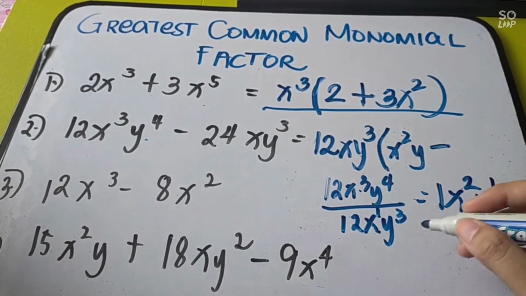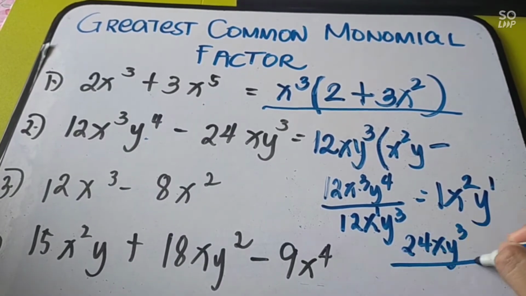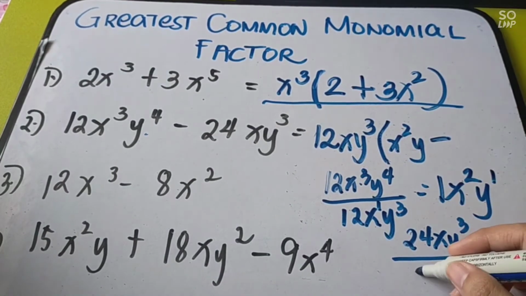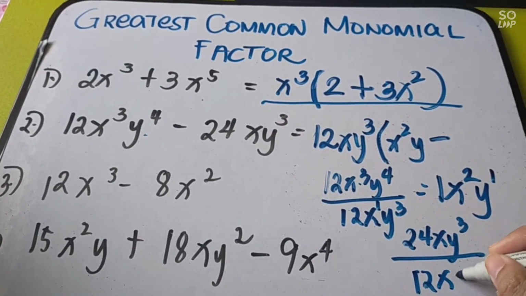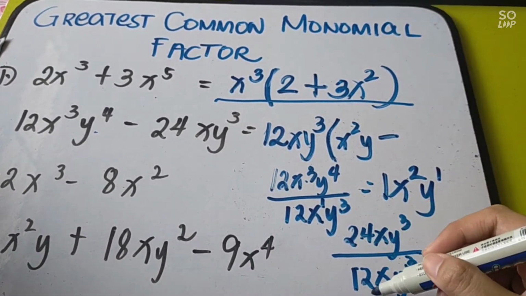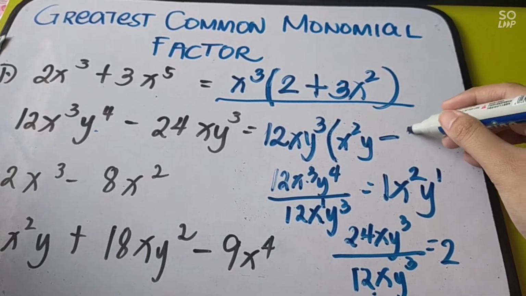Then, just copy the sign. Minus. We have here 24x y cubed divided by the common monomial ulit. The monomial factor, we have 12xy cubed. Let us divide na. 24 divided by 12, the answer here is 2. Tama? So, right here 2.